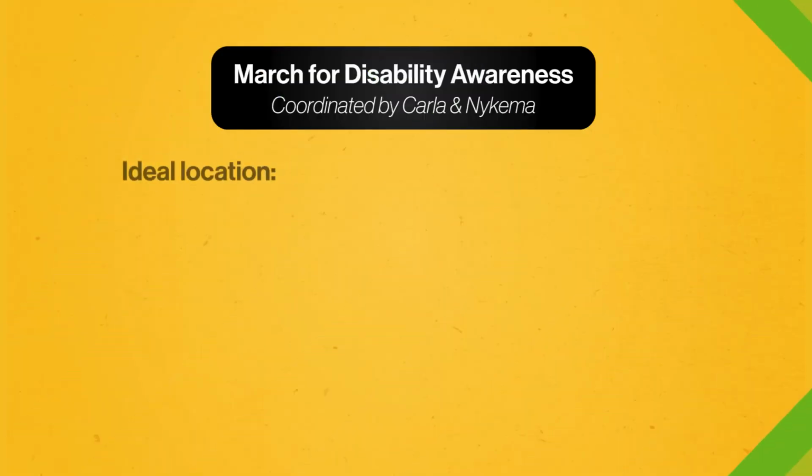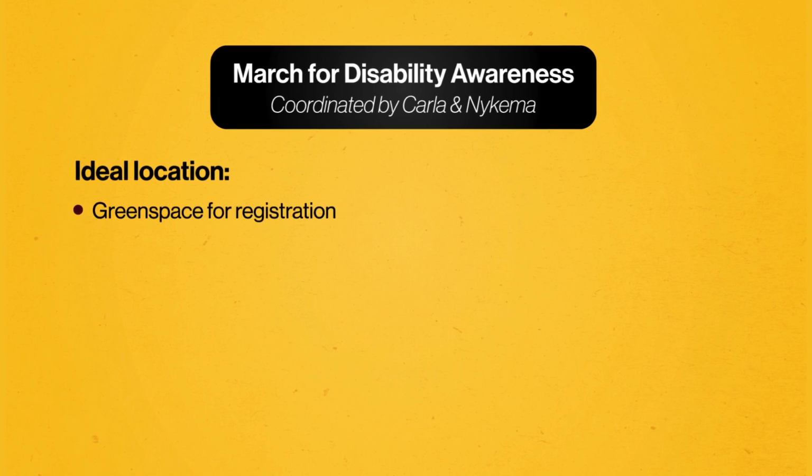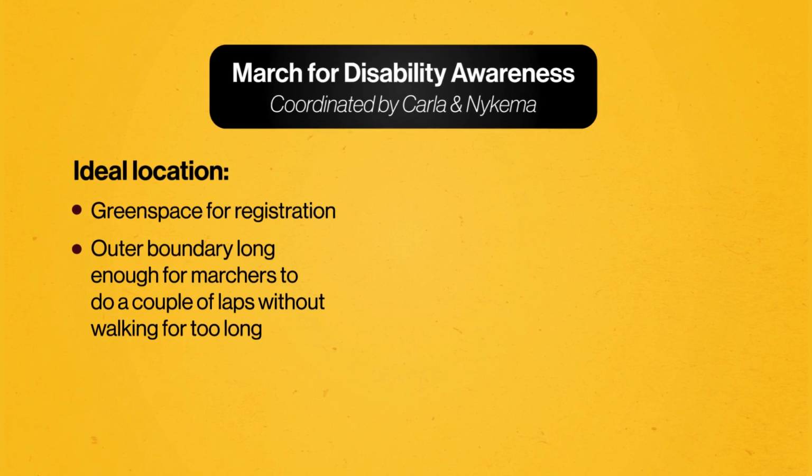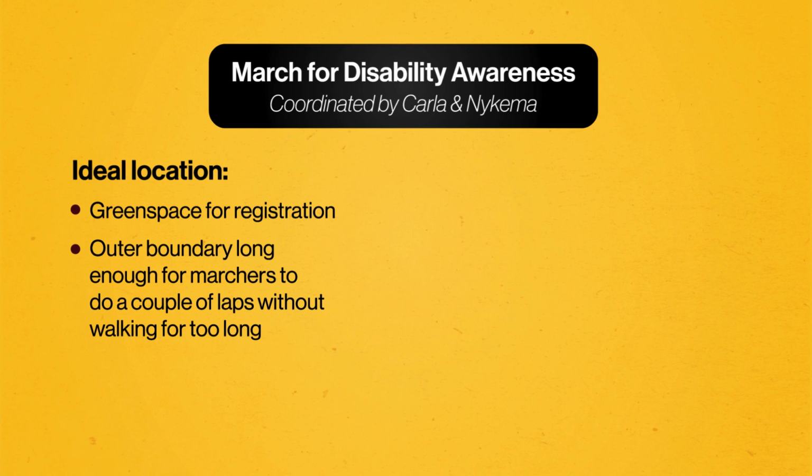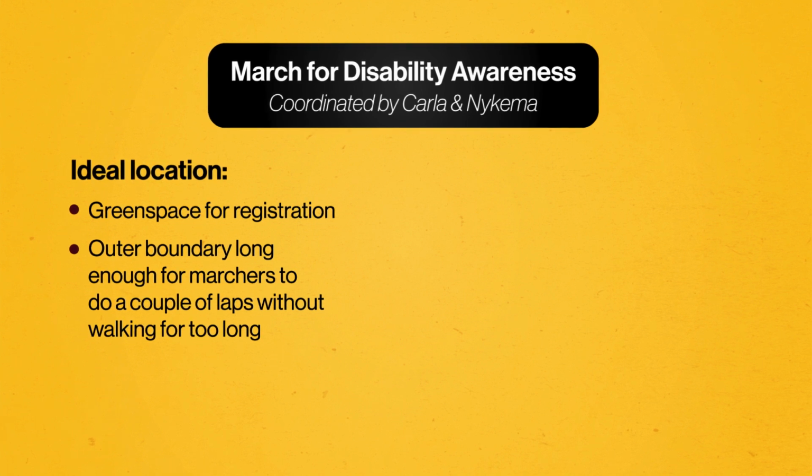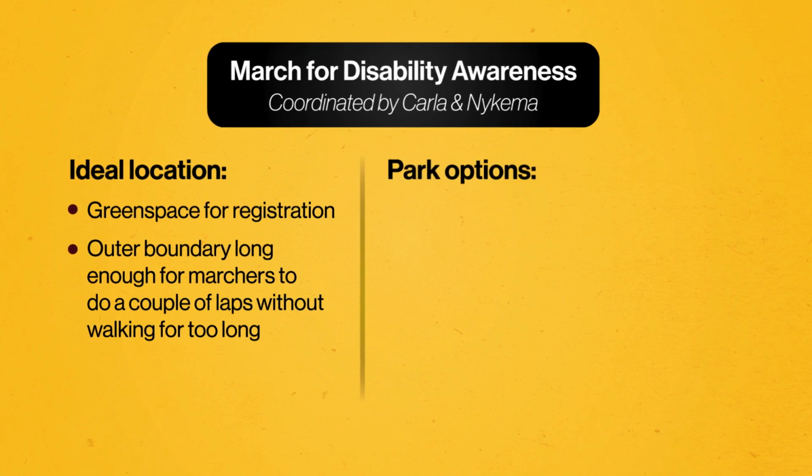Like take the predicament Naikima and Carla find themselves in. They're organizing a march for disability awareness and are trying to identify the best local park for the event. The ideal location will need to have a green space for registration and an outer boundary that's long enough for marchers to do a couple of laps without walking for too long. In their area, there are 3 parks that might meet their needs.